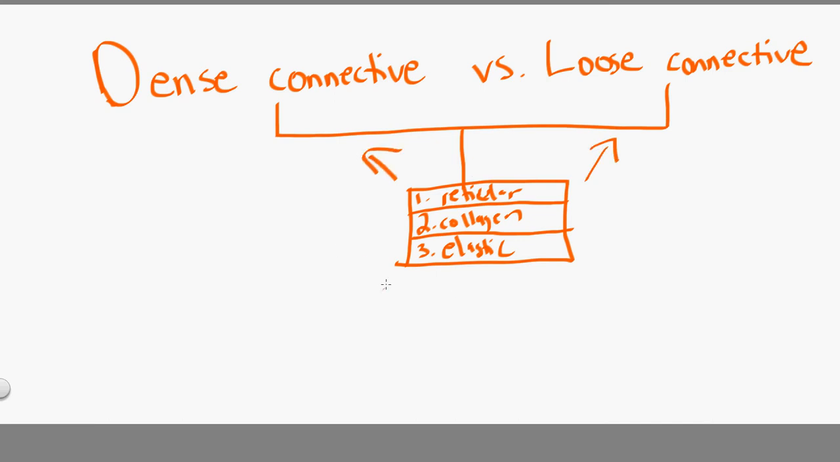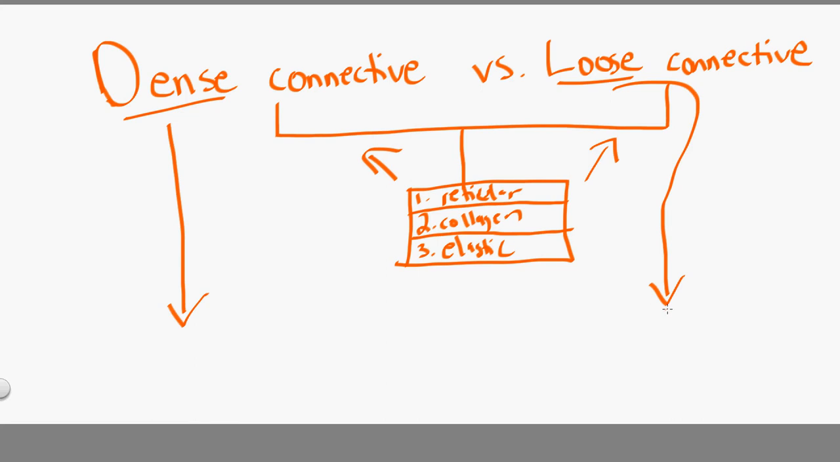Now, what is the difference between the dense and the loose? Why are we calling it dense and loose? Well, the main difference is when you talk about the dense and loose, we're talking about the fibers. That's why it's called that.